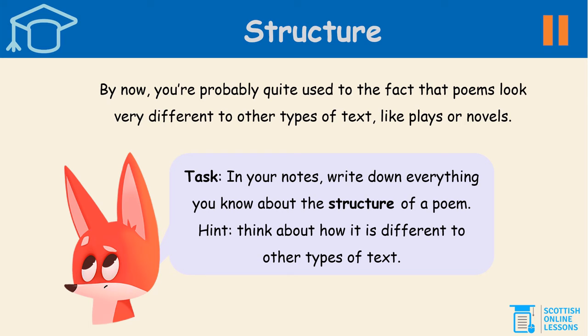By now, you're probably quite used to the fact that poems look very different to other types of text like plays or novels. So in your notes, write down everything you know about the structure of a poem, what it looks like, how it should be written on the page, how you would write a poem if you were going to write one just now. Think about how it's different to other types of text. Try to write something down before you move on.